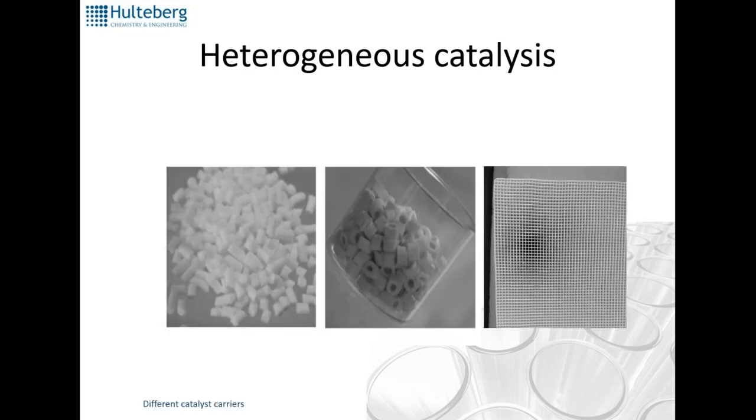These are typical catalyst carriers. We have extrudated materials that are porous. We have ring-shaped materials that can be either extrudated or tableted. In this case, it's extrudated. We also have monolith type structures, which you find in your catalytic car converters, for instance, but also in many other industrial applications.